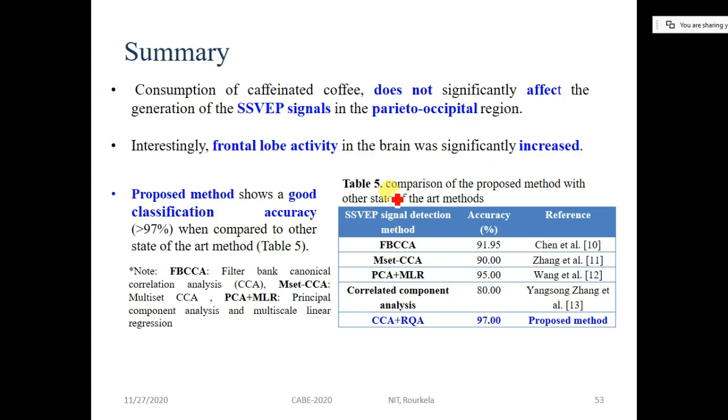So with this, I come to the summary of this section. Consumption of caffeinated coffee does not significantly affect the generation of the SSVP signals in the parieto-occipital region. Interestingly, frontal lobe activity in the brain was significantly increased, and this is what we found for the first time and reported in the paper. The proposed method showed a good classification accuracy of more than 90%.